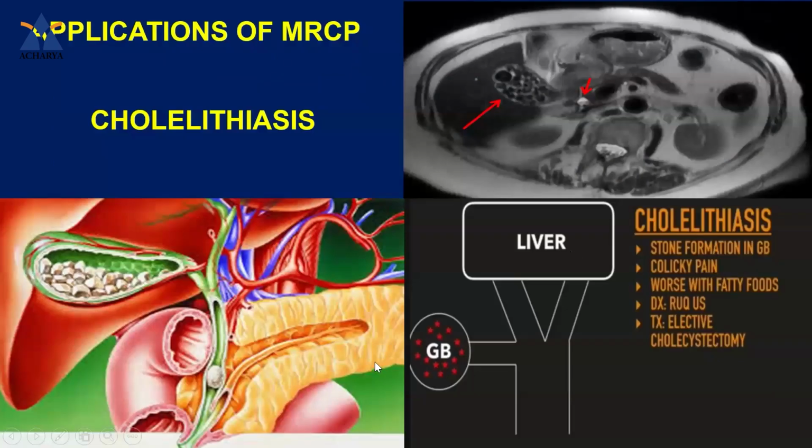The application of MRCP is very, very useful for cholelithiasis patients, that means gallstones in the gallbladder. This is the common bile duct, this is the gallbladder, this is the cystic duct, then the right hepatic duct, and this is the left hepatic duct. With stones in the gallbladder, the remedy is to remove the gallbladder. You can see that in the MRCP image. That is very useful for these patients, and you can see a lot of stones in the gallbladder.